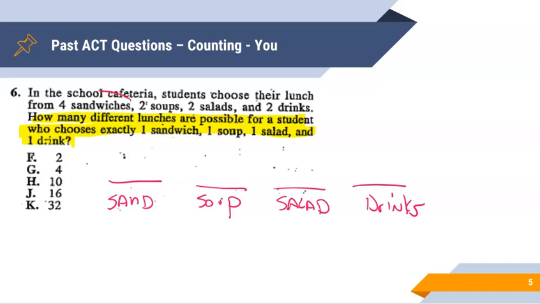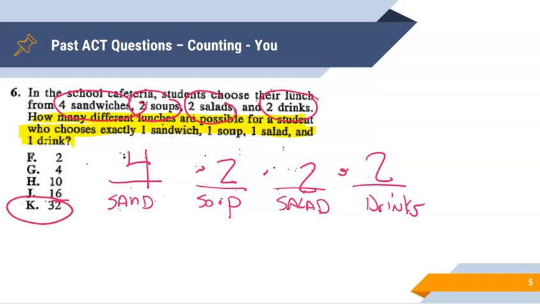If we read carefully, we'll see that there's 4 sandwich choices, 2 soup choices, 2 salad choices, and 2 drink choices. We multiply those out together, and we get our answer of 32, right? That's what we spent time last week doing. Second question is for you to do on probability. Here it is.